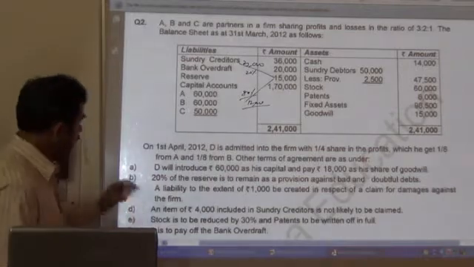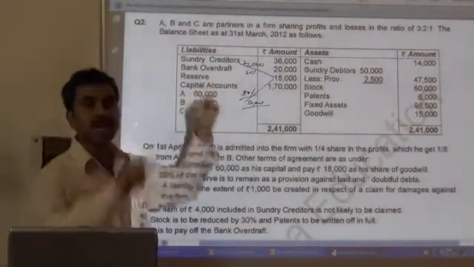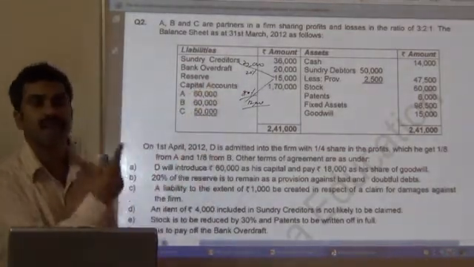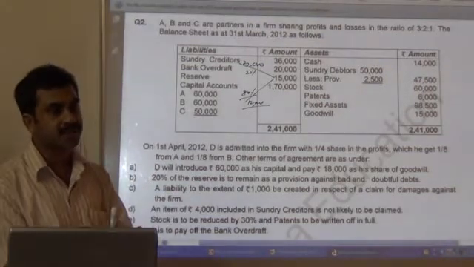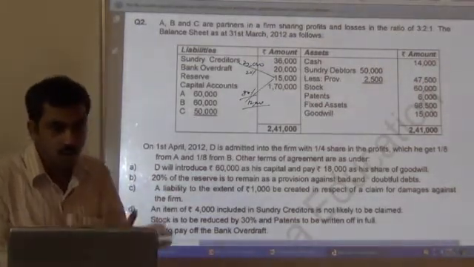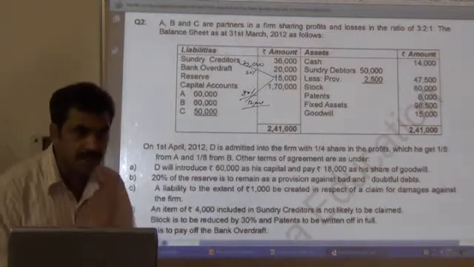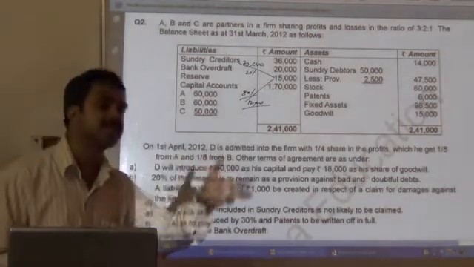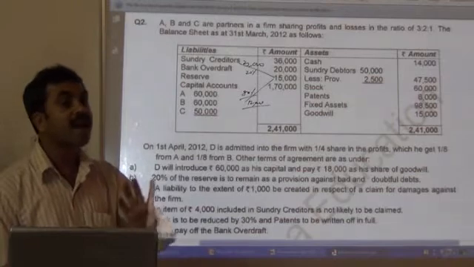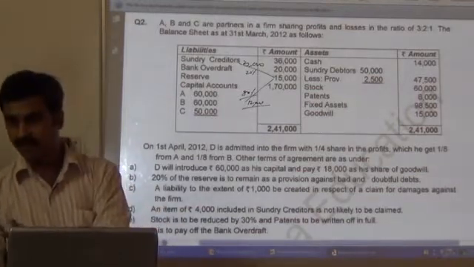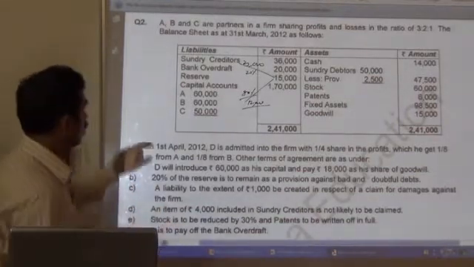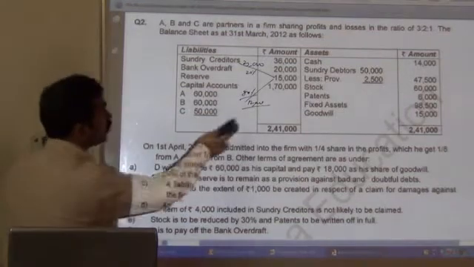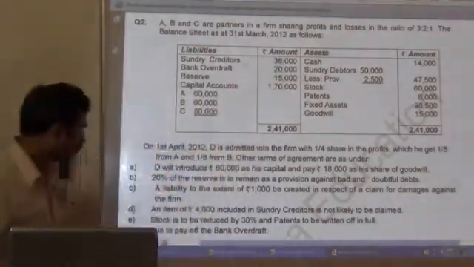Yes. Generally, students take this 3,000 and put it on the debit side of the profit and revaluation account as reserve for doubtful debts, meaning you are creating a new reserve. No. Although you are creating a new reserve for doubtful debts, it is from the old reserve itself. So extra you are not creating. Is it clear to everybody? Okay. So this amount will be divided like this.